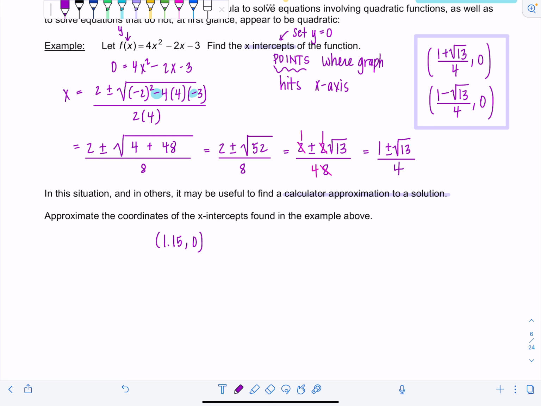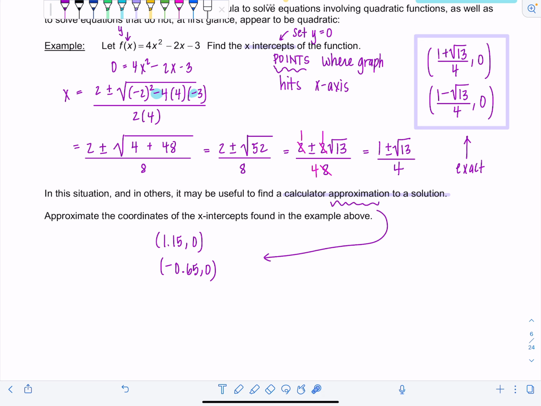Again, always check with your instructor as far as how much they want you to round, because that's important. I'm just checking that things didn't change since like a year ago when I did this problem. Yeah, it's still 1.15. Don't we love it? Okay, and then 1 minus rad 13 over 4 is going to be negative 0.65, comma 0. Now, these are the exact solutions because we didn't round them. We didn't tamper with them. We left them with radicals. These are approximations, calculator approximations.